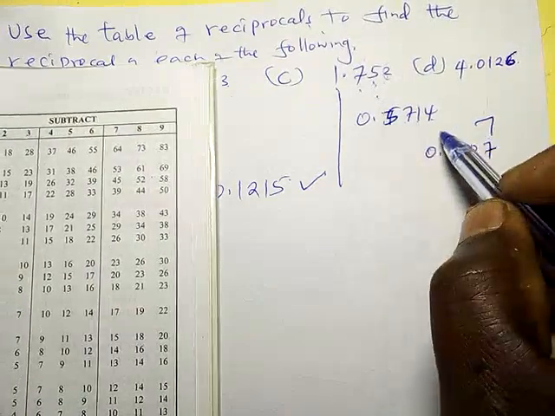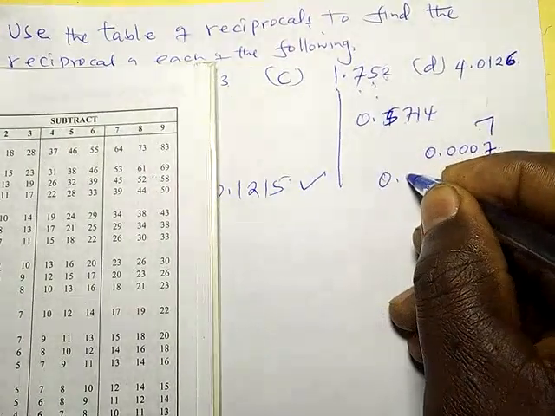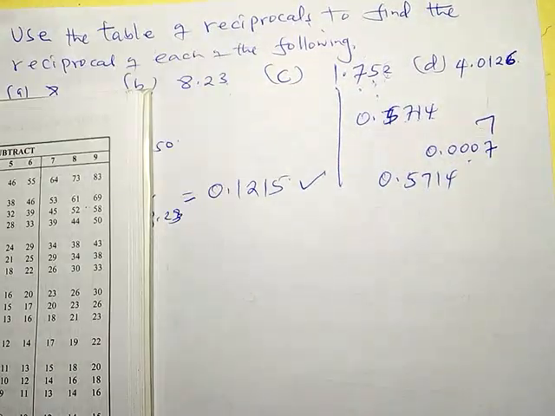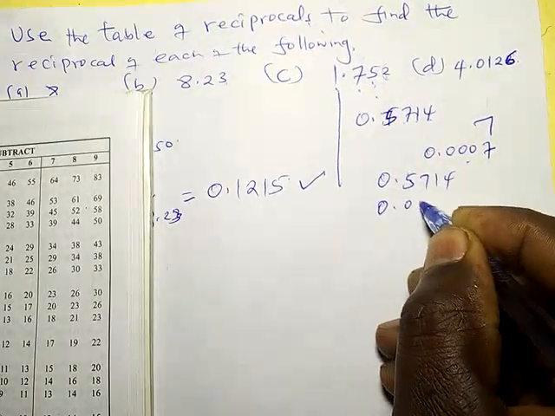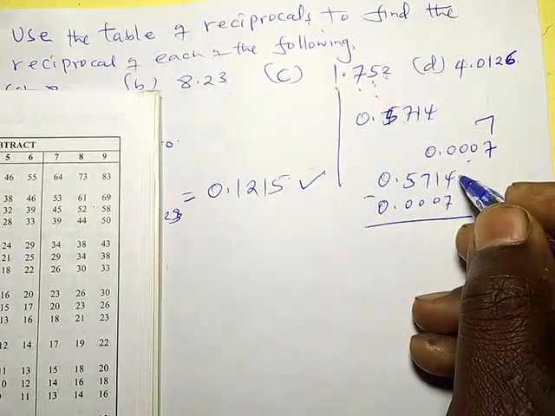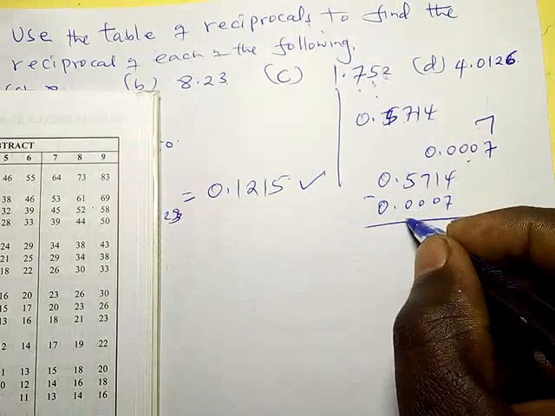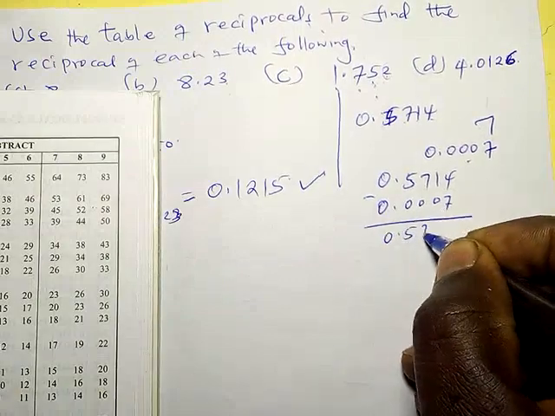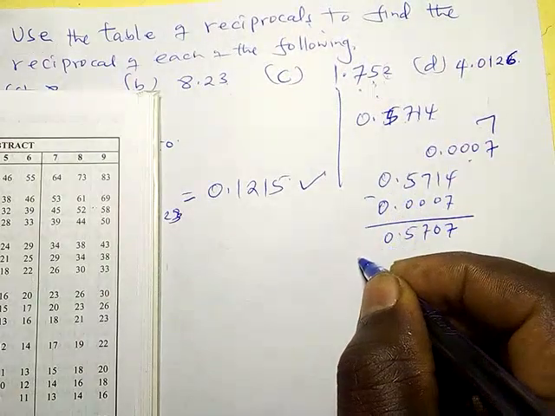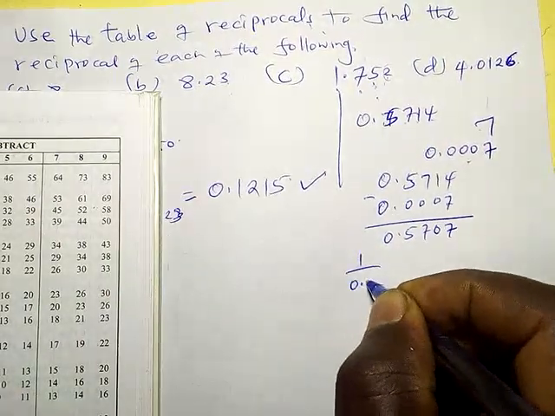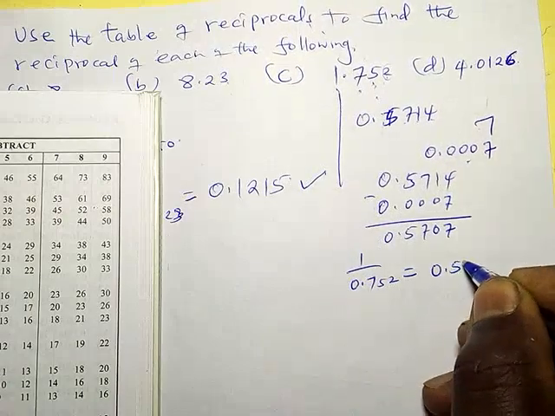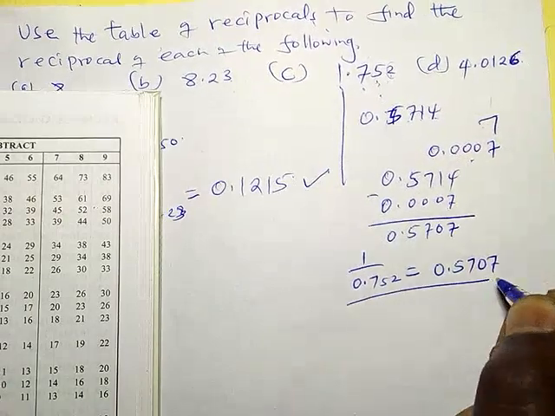So we are subtracting this from here. So 0.5714, subtract 0.0007, and then the final answer is 0.5707. So the reciprocal of 1.752 is equal to 0.5707.